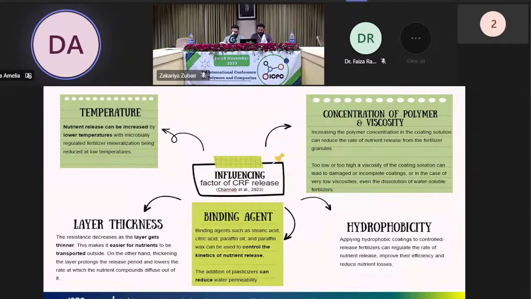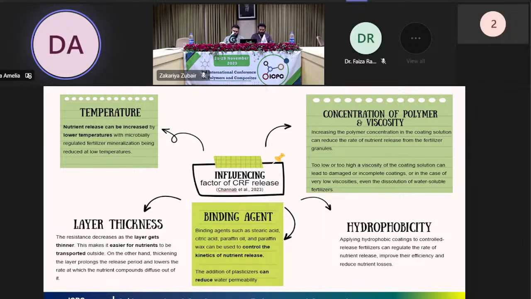The fourth is hydrophobicity. Applying hydrophobic coating to control release fertilizer can regulate the rate of nutrient release, improve its efficiency, and reduce nutrient loss. And the fifth is polymer concentration and viscosity. Increasing the concentration of polymer in the coating solution can decrease the rate of nutrient release from the fertilizer granule.